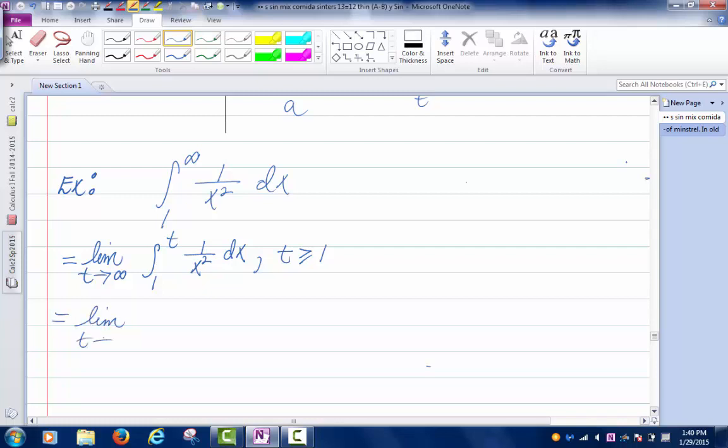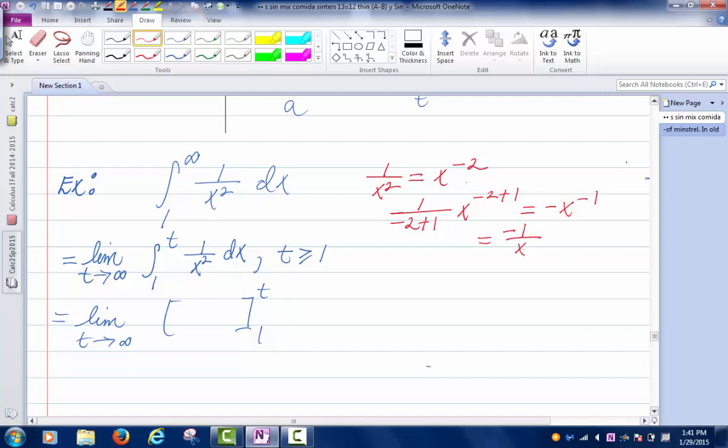Well, I have to find an antiderivative. Can someone give me an antiderivative of this function? The integrand is 1 over x squared, which is the same as x to the negative 2. So what's the antiderivative of x to the negative 2? It's 1 over negative 2 plus 1, x to the negative 2 plus 1, which is negative x to the negative 1, the same as negative 1 over x. So that's the antiderivative of the integrand.